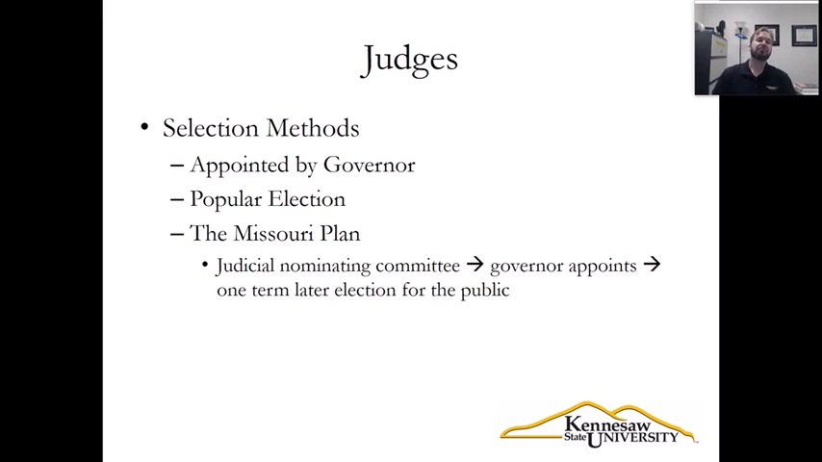But anyway, there's this idea of the Missouri Plan, where they tried to get away from the problems of politicization between governor's appointments and elections. They have a judicial nominating committee, which is not a political committee, which makes recommendations to the governor, and the governor appoints whoever they choose from the committee's nominations. Then one term later there is an election for the public to choose whether to keep whoever the governor has appointed. He usually appoints multiple people, and then there's an election.